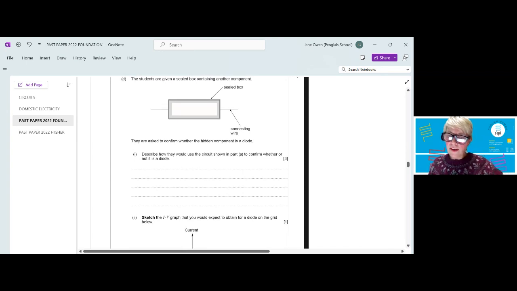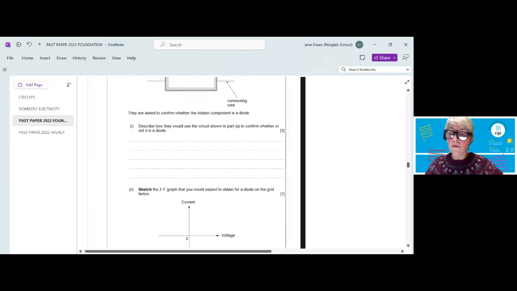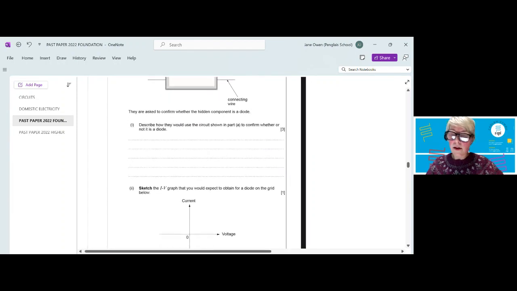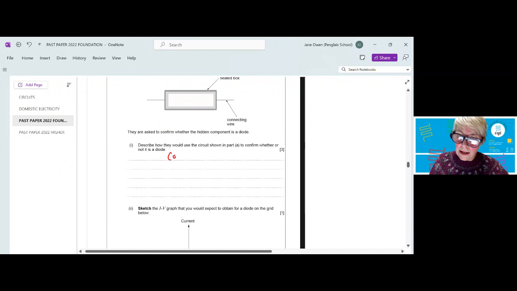The students are given a sealed box containing another component, but we don't know what's in it. They're asked to confirm whether the hidden component is a diode. So how would they use the circuit shown in part 1 to confirm whether or not it's a diode? Well, you're going to connect one way and see if you have a current reading. Remember, I is for current.